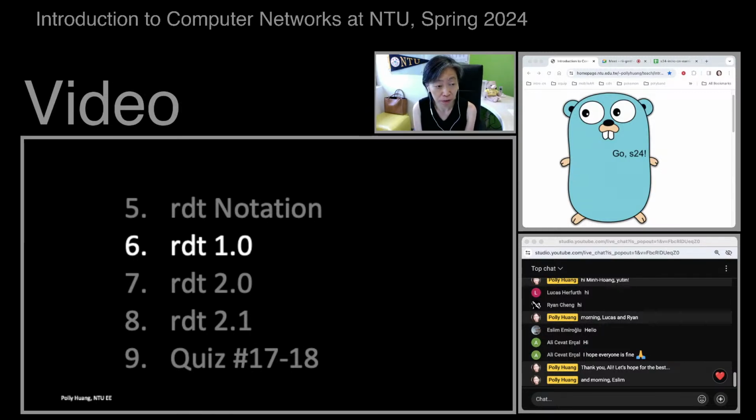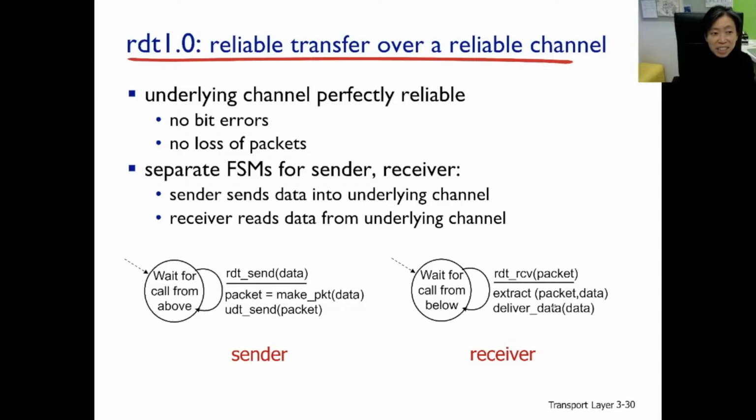So the first video is about RDT 1.0. In fact, this RDT is a little bit trivial because we assume that the underlying channel is reliable. So you can see the sender and receiver of the RDT don't really need to do anything. Consider this video a pre-exercise of working through a finite state machine. And now RDT 1.0, generation number 1.